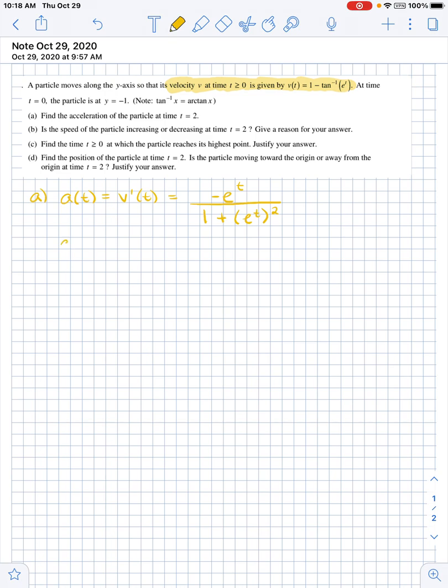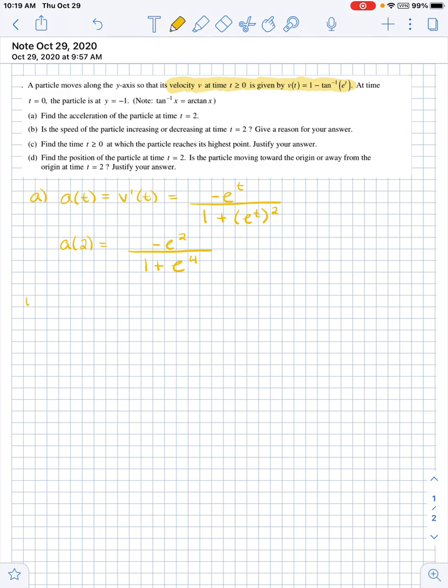Now, the acceleration when t equals 2 is negative e squared over 1 plus e to the 2 squared, or e to the 4th. Without a calculator, that's as far as you can go. This question did not ask you to justify or give any reason for your answer, so you're done. That is a horrible highlight color, so I won't highlight.